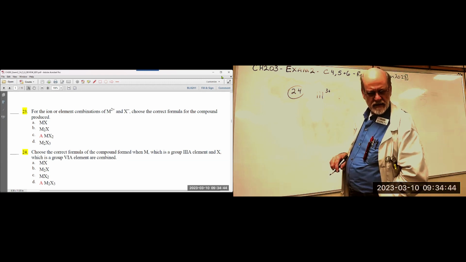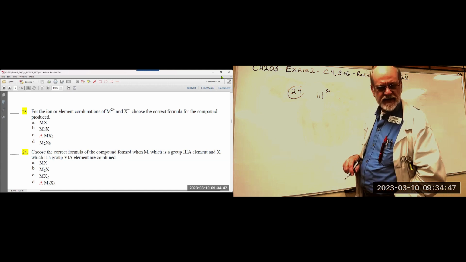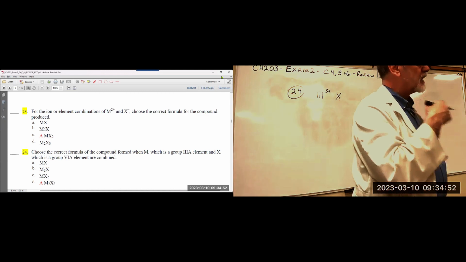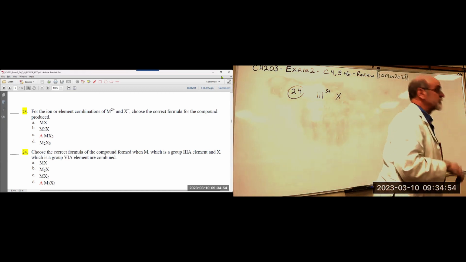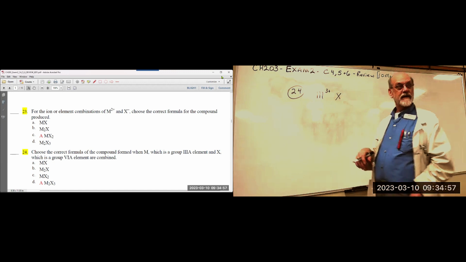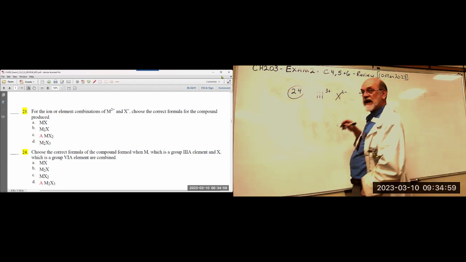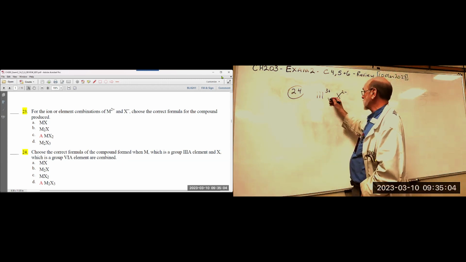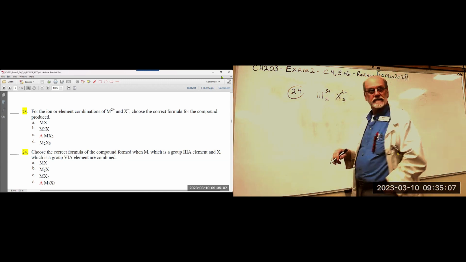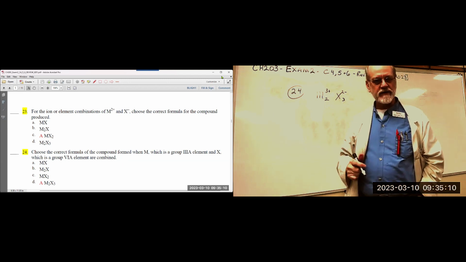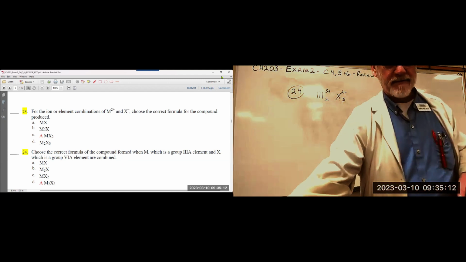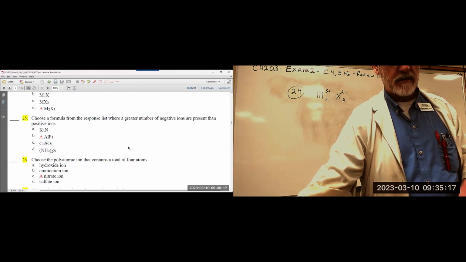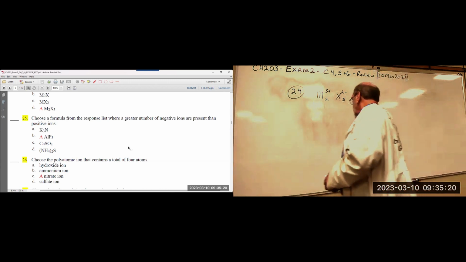And X, which is group 6A. So where's 6A? All right, well, look, got a shine on it there. 6A is the oxygen group, right? And that's always 2-, correct? Okay. So now all we have to do is balance charges. Put a 2 here and a 3 here, and you got it made. M2X3. Yep. There it is. And 25.